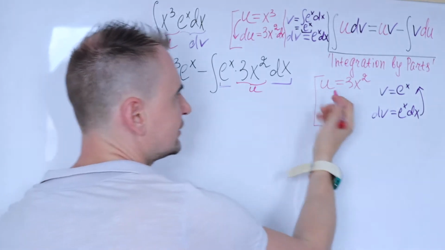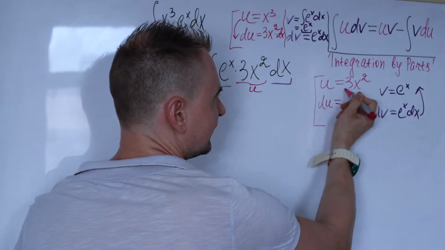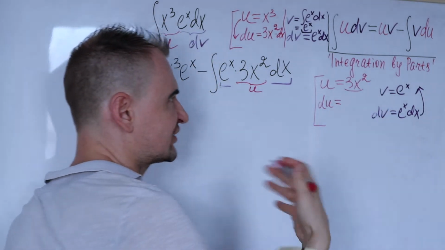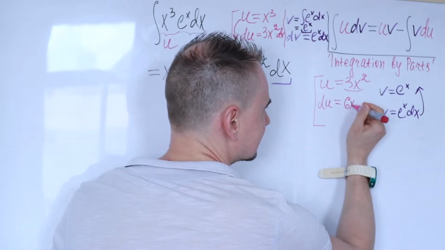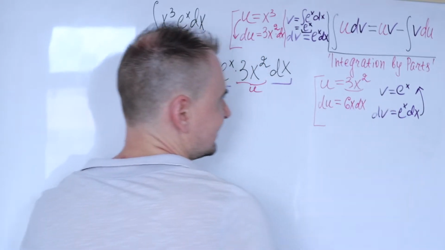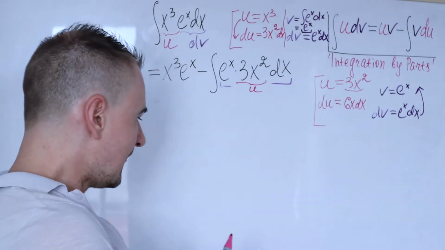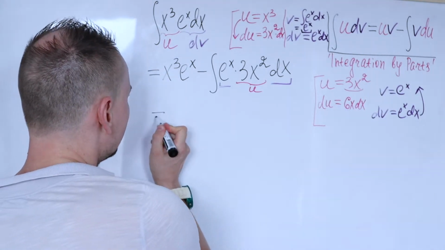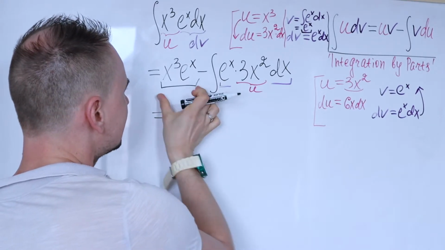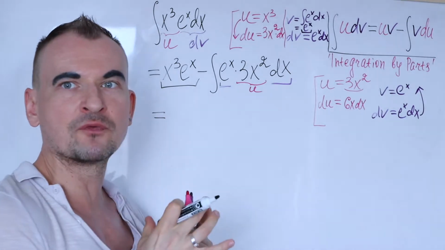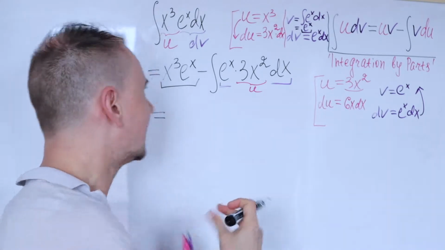Now let's find du. So du is going to be, we need to differentiate this expression with respect to x, take the derivative. So it becomes just 6x, and we need to attach this dx at the very end since this is a differential. Now the next line of your work. Notice that we already have this chunk, and this is already a part of your solution. So at this point just carry it down, drop it down.